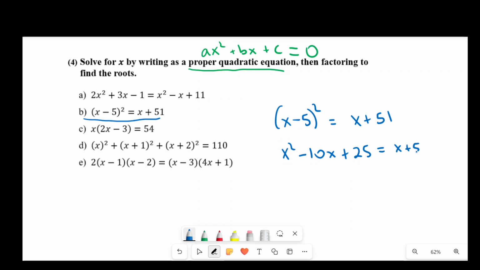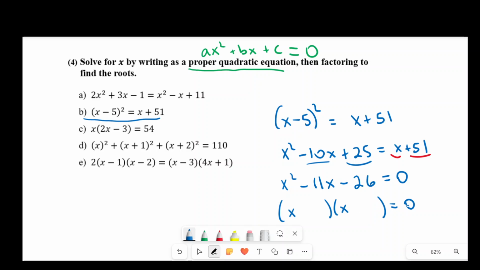So I have expanded, and now I just have to collect like terms. So I have to subtract x and subtract 51. So x squared, subtract 1x from that, I get negative 11x, and subtract 51 from that, and I get negative 26. So now I have a simple quadratic that I'm going to try to factor. So can I find two numbers that multiply to negative 26 and add to negative 11? Yes, negative 13 and positive 2.